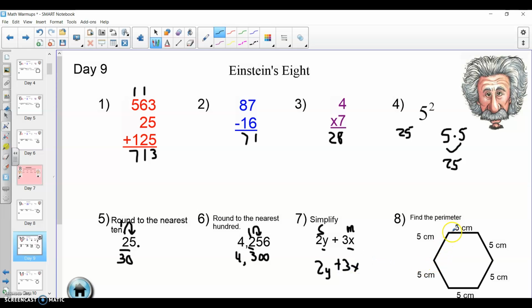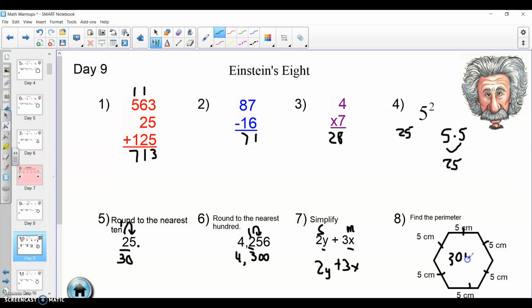Okay, moving along to number 8. Each side is 5 centimeters. So how many sides do I have? I got 30. 1, 2, 3, 4, 5, 6. So you could have done it one way, with multiplication: 6 sides times 5 centimeters on each side, and you get what? 30 centimeters. Or add 5 and 5 is 10, 15, 20, 25, 30. Make sure you have labeled correctly.